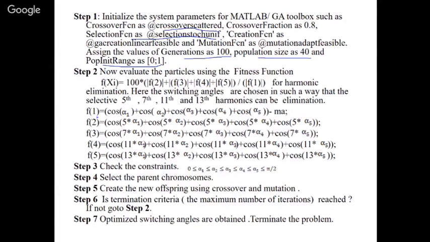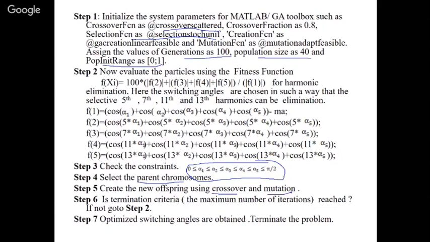Okay, and this is your F1, F2 value, which I also defined. So you go on evaluating this fitness function for minimization. And this is your constraint. How should your angle be? And you will be choosing the parent. Then from the parents you will be selecting, crossover and mutation you will be doing. Then again you will be checking the termination criteria. You will be evaluating them and going towards the solution.